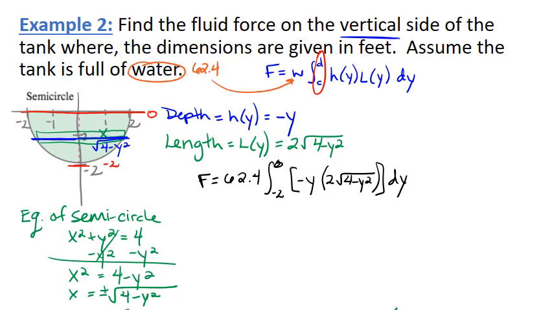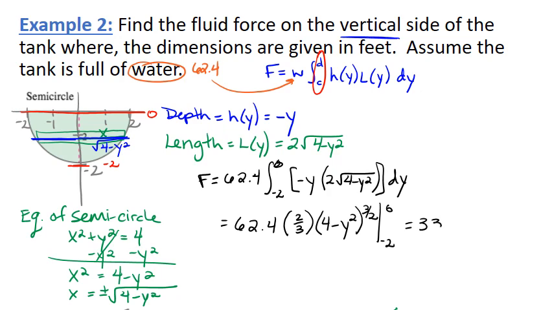Once you integrate this, you should end up getting 62.4 times 2/3 times the quantity 4 minus y squared to the 3/2. Evaluate this from -2 to 0, and you should get 332.8 pounds of pressure.